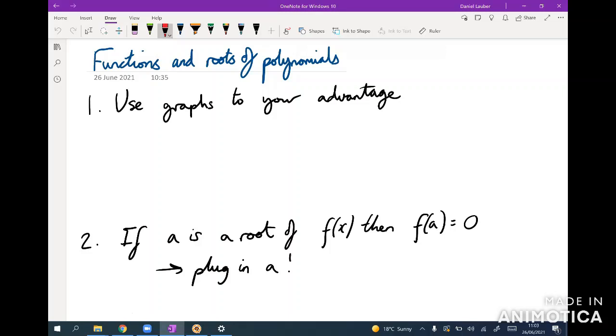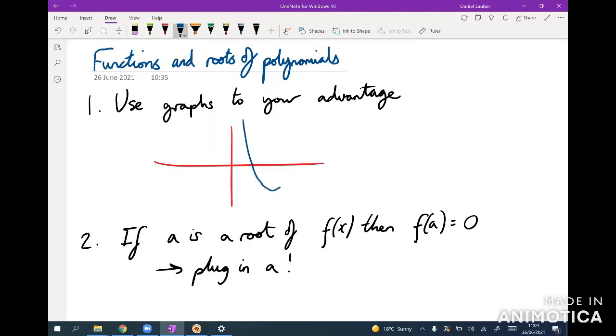So the first thing I want to say is use graphs to your advantage. If you become very comfortable with all the different kinds of graphs and how to sketch them quickly, then when they ask questions about roots or functions, you can very quickly get an idea of what's going on if you've got a good graph sketched out.